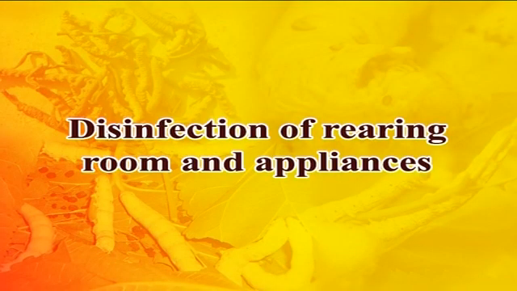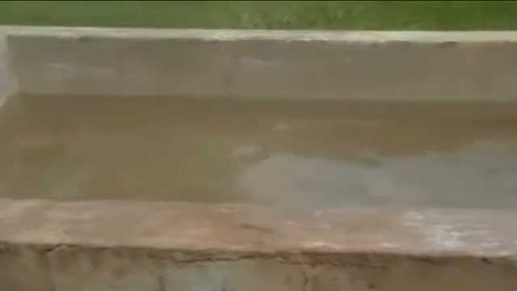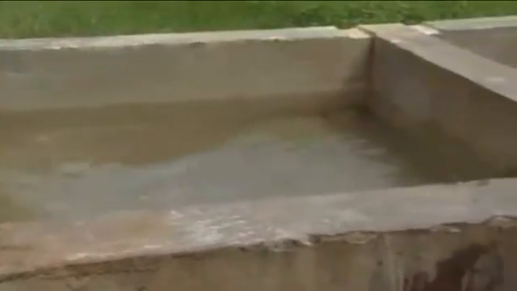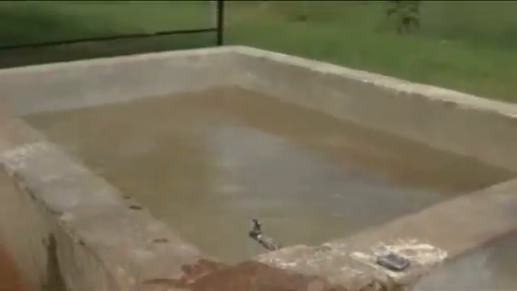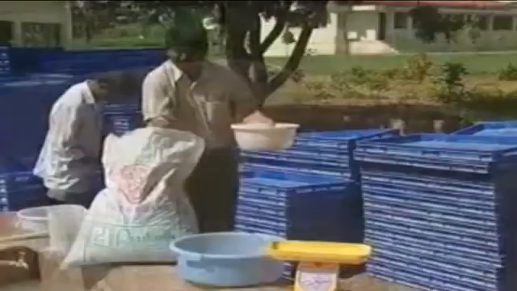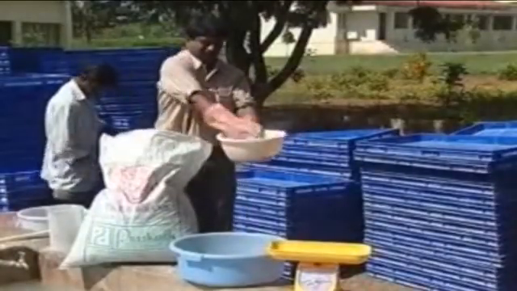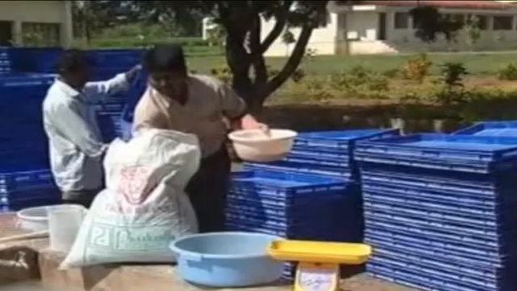Disinfection of rearing room and appliances. The primary source of contamination is the rearing environment itself. Therefore, it is very essential to conduct thorough disinfection of the rearing house and appliances used for silkworm rearing. The pathogen load in the rearing environment could be minimized by taking up disinfection prior to the start of silkworm rearing.